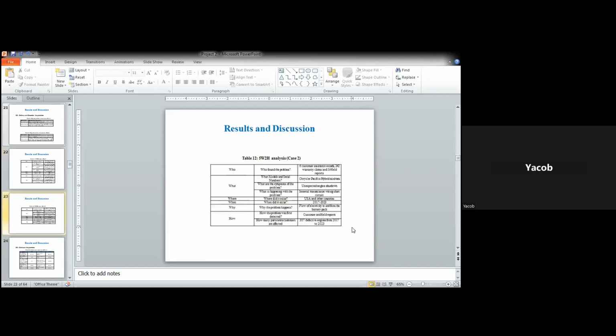And for case 2, similarly, who found the problem? 6 customer assistance records, 242 warranty claims, and 59 field reports are the sources. What models and serial numbers? As I said, Pacifica hybrid minivans are the models. What are the symptoms? Unexpected engine shutdown. What is happening with the problem? Internal transmission wiring short circuit. And where did this occur? In USA and other countries. When did this occur? Starting 2017 to 2023. Why does the problem happen?